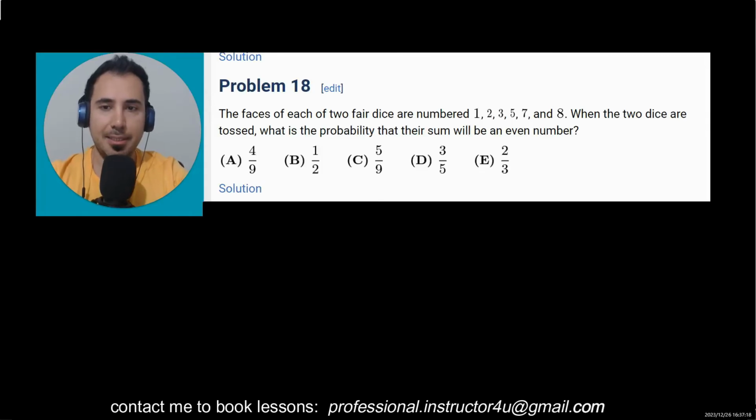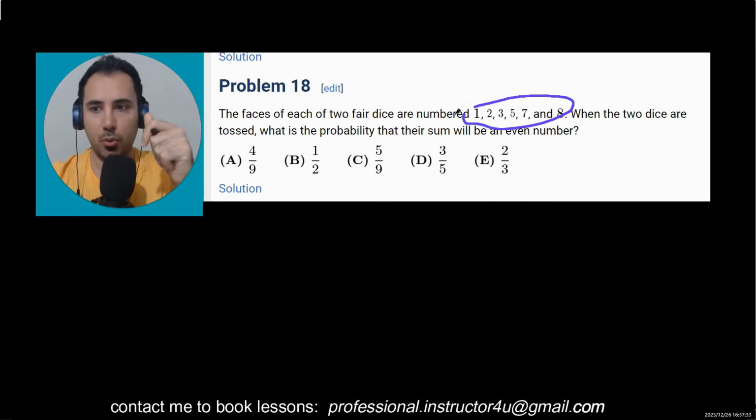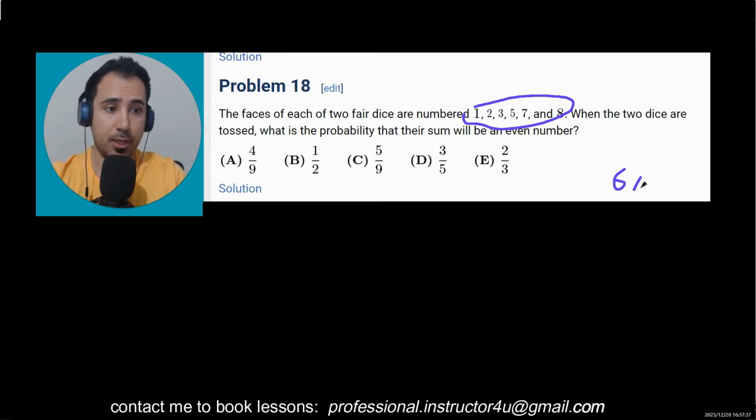Okay, problem 18. The faces of each of the 2 third dice are numbered this. When the 2 dice are tossed, what is the probability that their sum will be an even number? So I think it's clear that we have 6 options. You're going to roll 2 dice. So you're going to get 6 times 6 options, right? So one way to answer this question would be to make a list, but that's not the best way to do it, okay? The best way is like this.